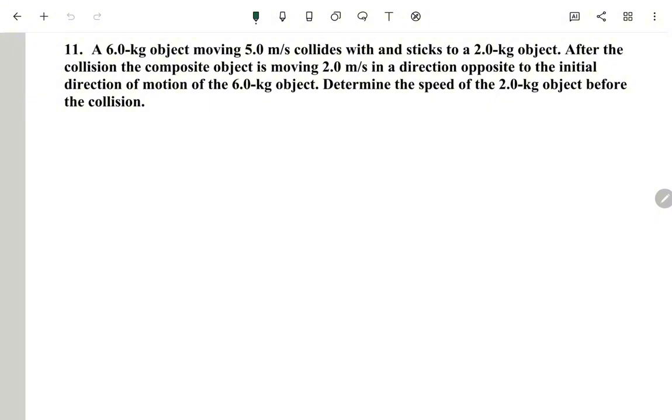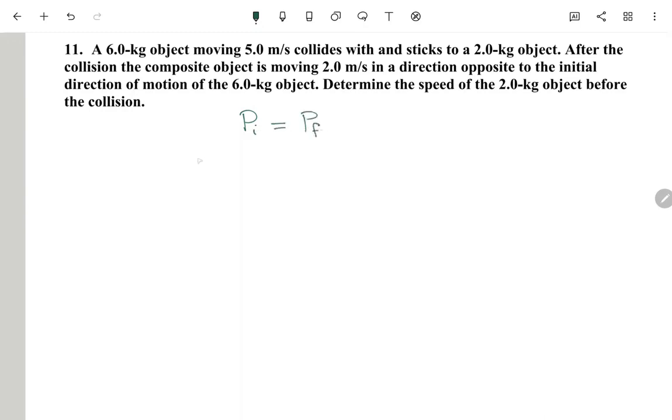A 6 kilogram object moving 5 meters per second collides with and sticks to a 2 kilogram object. After the collision, the composite object is moving 2 meters per second in a direction opposite to the initial direction of motion of the 6 kilogram object. Determine the speed of the 2 kilogram object before the collision. Since the objects stick together, in this case it's an inelastic collision, so only the momentum is conserved. So P initial equals P final.